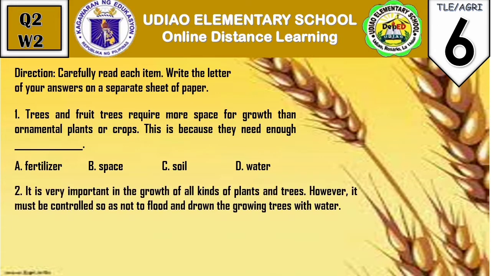Number 2. It is very important in the growth of all kinds of plants and trees. However, it must be controlled so as not to flood and drown the growing trees with water. A. Air. B. Climate. C. Soil. D. Water.